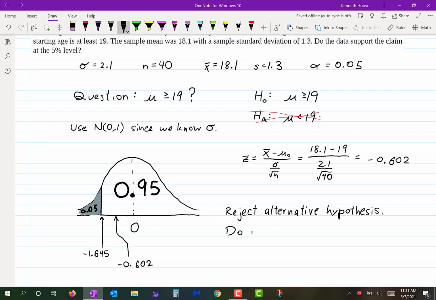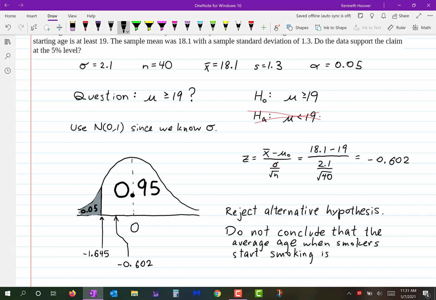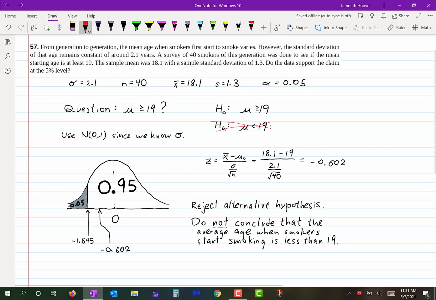So we do not conclude that the average age when smokers start smoking is less than 19. Okay.